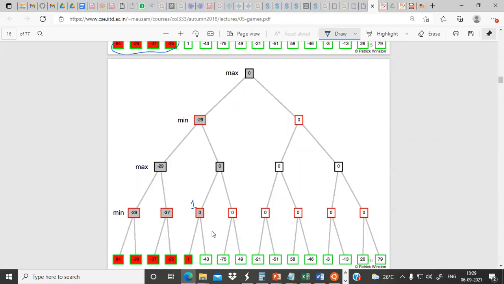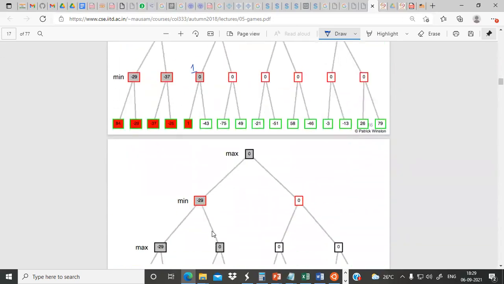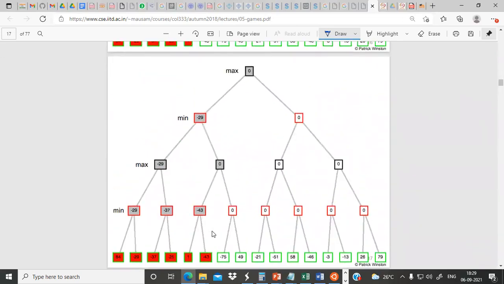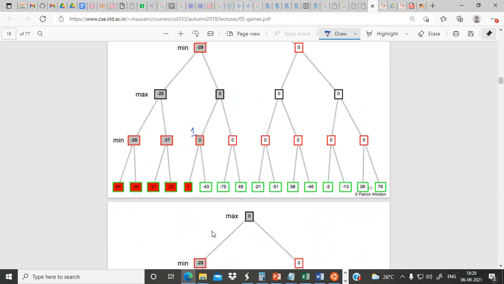Only after exploring 1, this will be 1, because we don't know that minus 43. So out of this 2, this will be 0, and so on and so forth. Okay. After exploring minus 43, what will happen? Previously it was 1 and minus 43, which is minimum, minus 43. So minus 43 will come here. Okay. Then this is a max node. Okay. This is a max node.